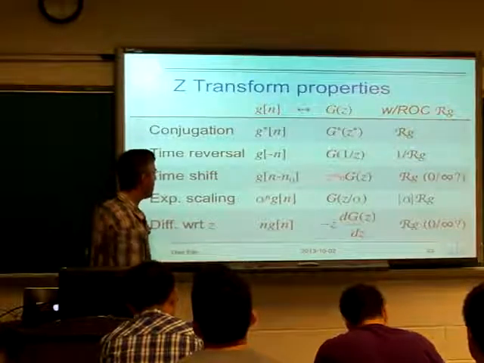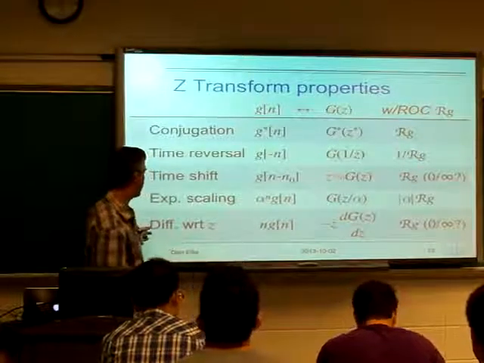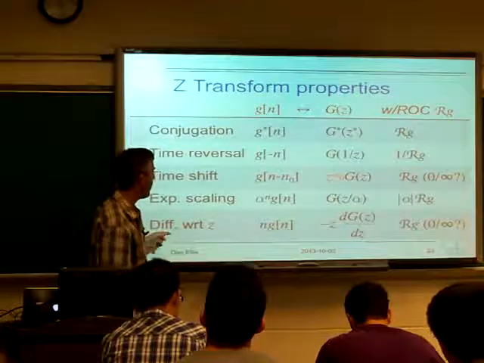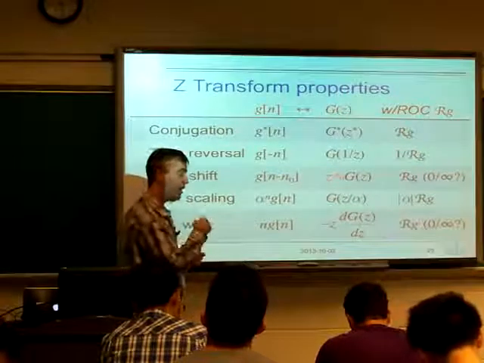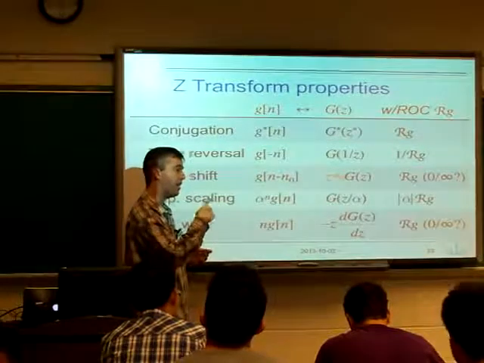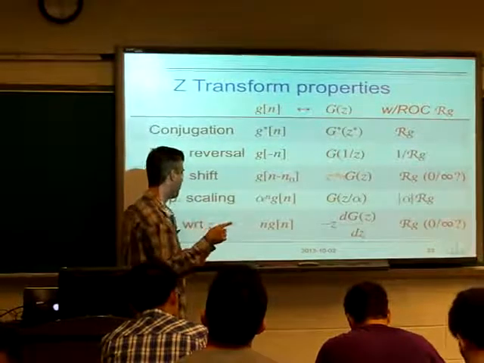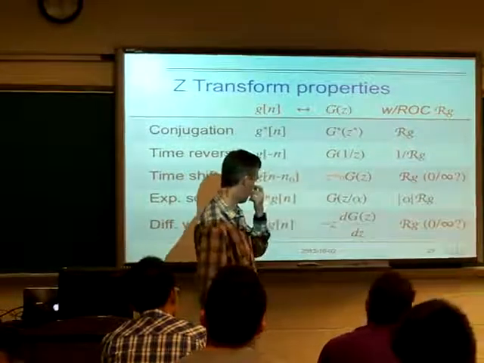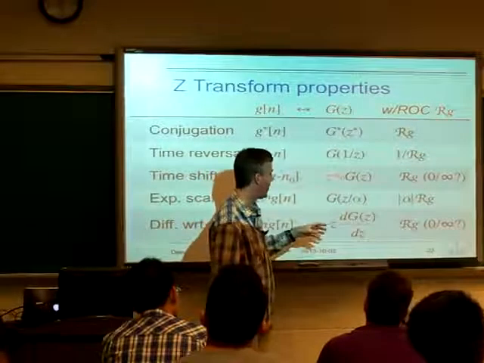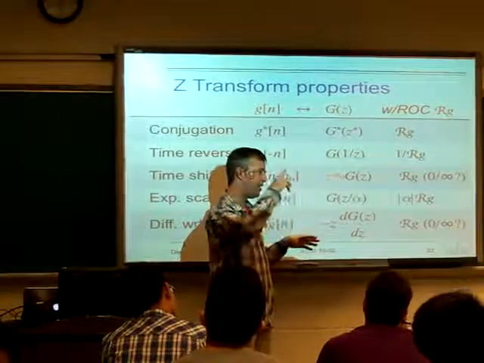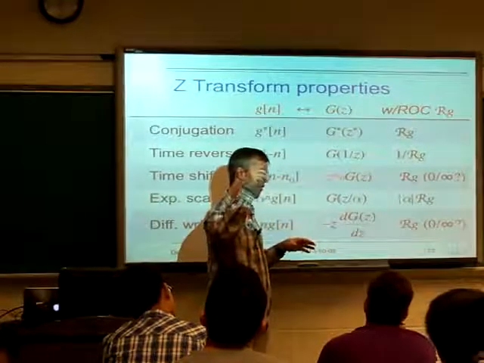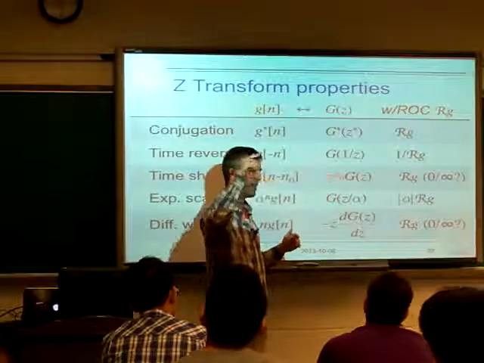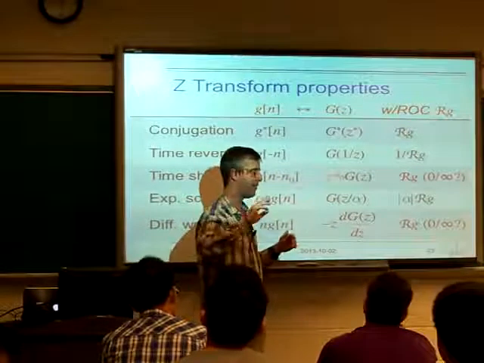Here's one that didn't show up on the DTFT. If you have this expression, g of z is equal to the sum of g of n, z to the minus n, and you differentiate with respect to z, you get minus n g of n, z to the minus n minus 1. Something like that.